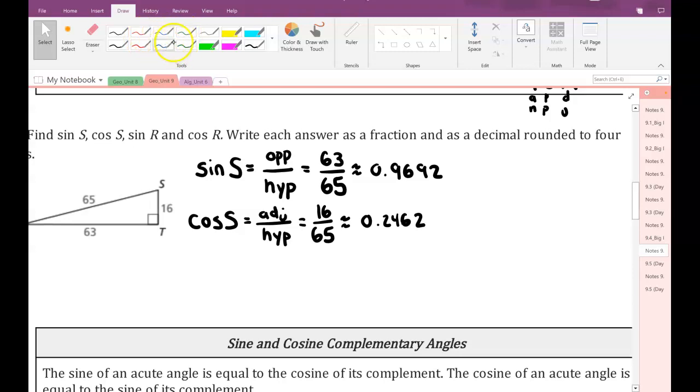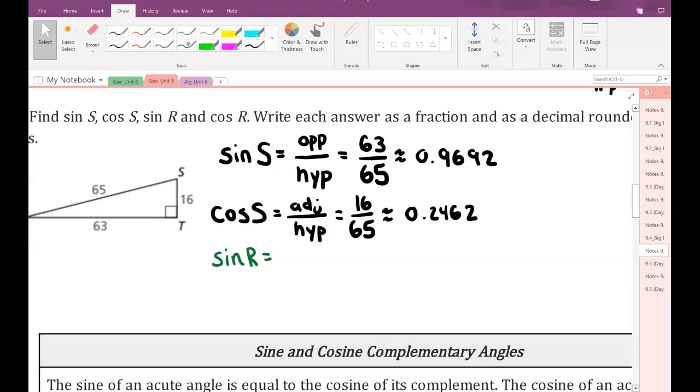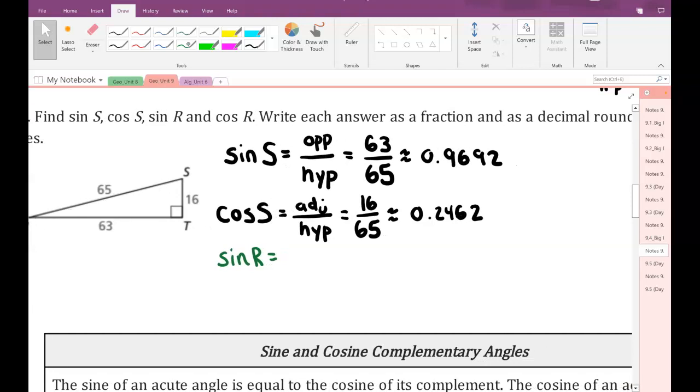Let's switch colors and let's do the sine of R to start. So the sine of R, we're still going to use the opposite over the hypotenuse. Since we're talking about angle R though, our side lengths will be different. So the side opposite of R is 16. Our hypotenuse is always 65. And you may notice that the sine of R is the same thing as the cosine of S. So we already know what that is because it's written just above.